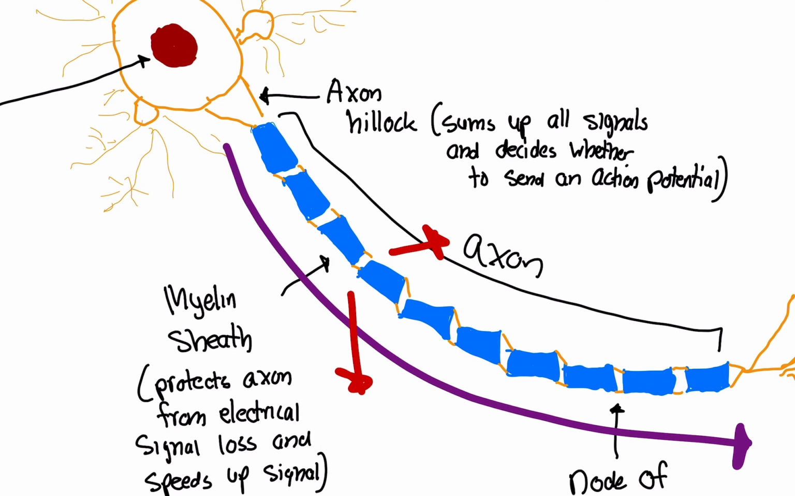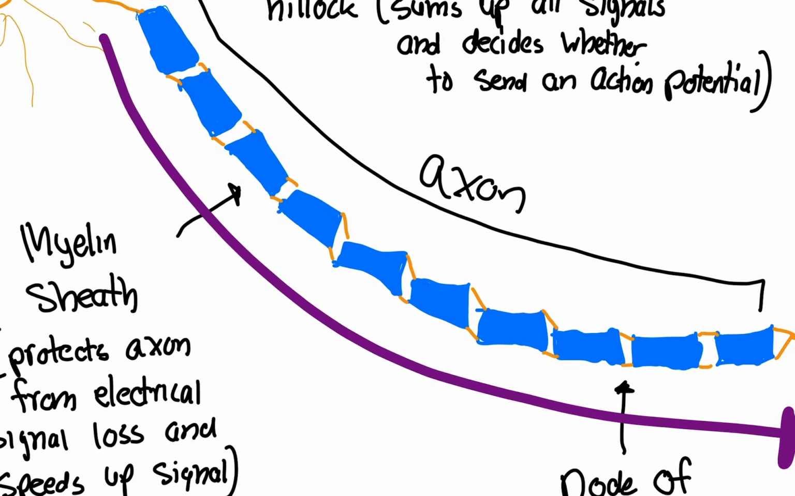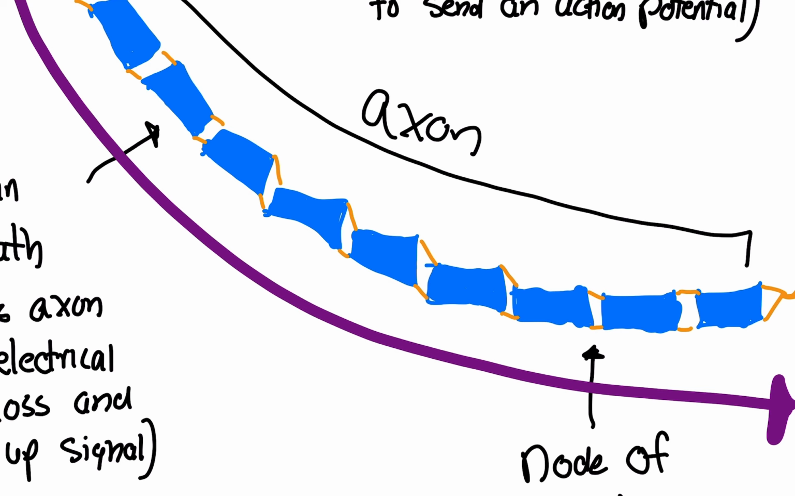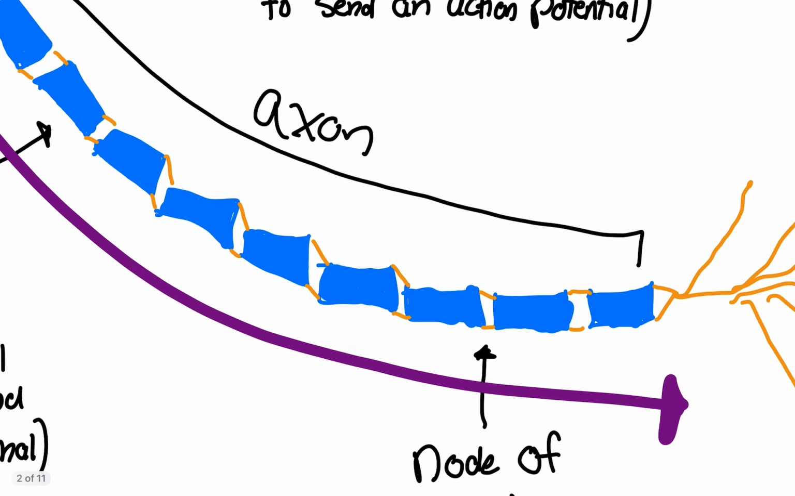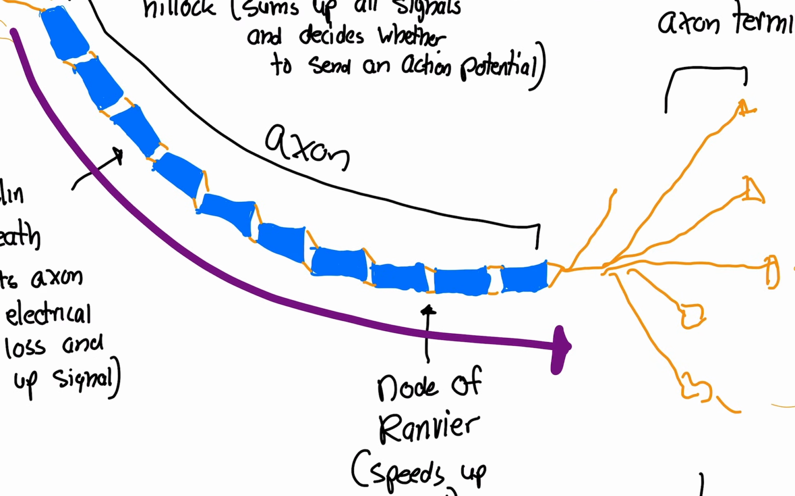That wouldn't be good. So this myelin sheath protects it. It also speeds up the signal. There's a mechanism which we're going to go over later in another video of how it actually speeds it up. And those little gaps you see in here, the gaps are called nodes of Ranvier, and this helps speed up the signal.